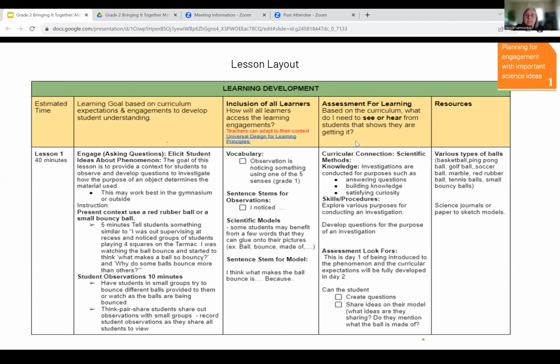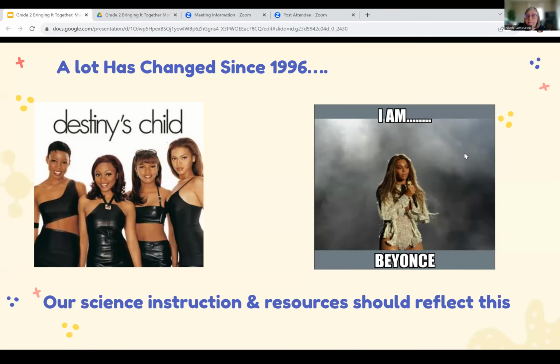Then the next column is the assessment for learning column. And what you get is a link to the actual formative assessment checklist. You may or may not use it. You get a force copy. That means it becomes yours and you can modify and adapt it. So what you're doing is the assessment of the skills and procedures that are connected to that particular lesson. So thinking about, what do I need to see or hear from students that shows that they are meeting the skills and procedures. And then of course, the next column is the resources required for that particular lesson.